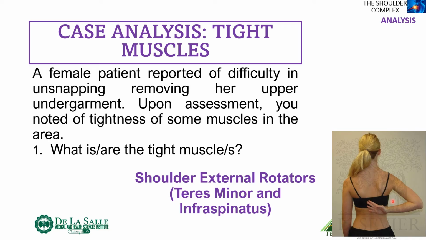Be mindful of the terminology. "Rotators" talks about the muscle. External rotators, meaning the muscle that is responsible for external rotation. External rotation is the movement. Shoulder external rotation is the movement. So the tight muscles are your shoulder external rotators, specifically your teres minor and your infraspinatus.